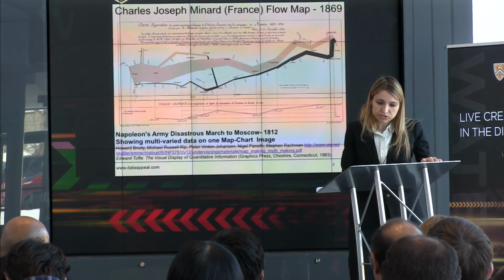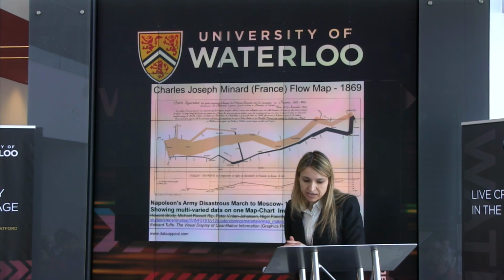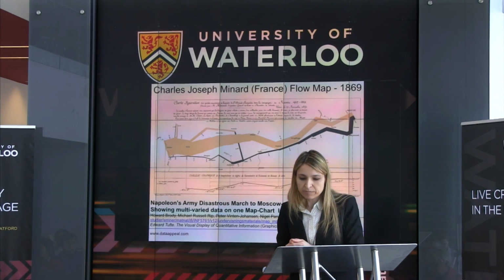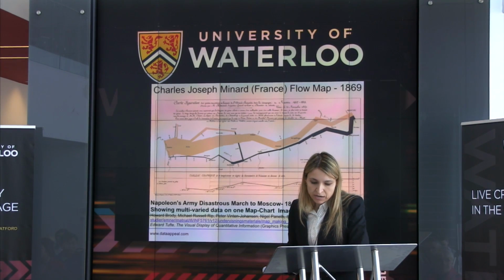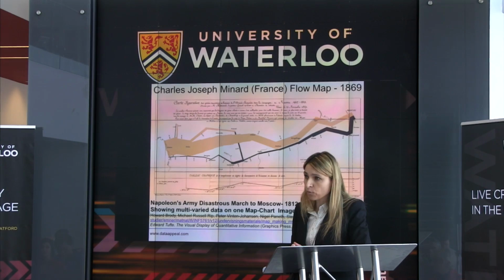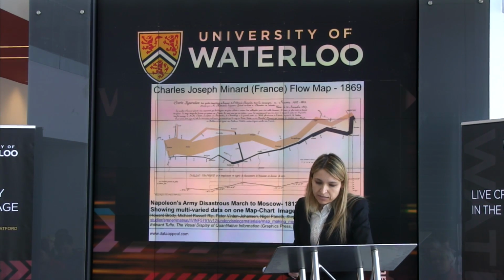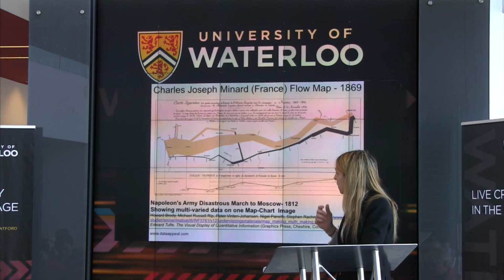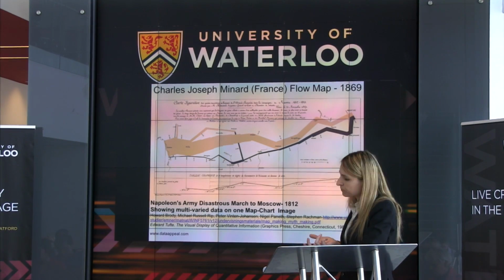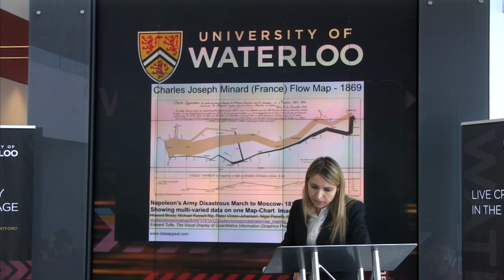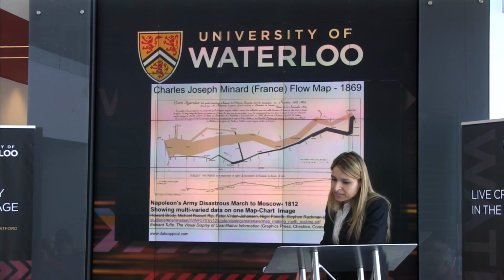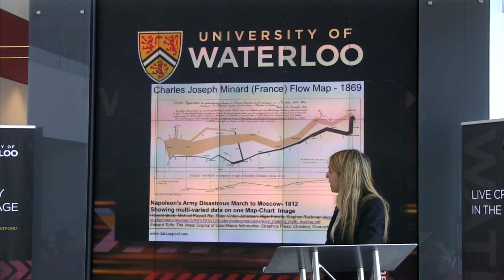Here's another interesting one I wanted to show. It's by Edward Tufte, who I'll speak about as well. He considered this one of the best data visualizations. This is known as one of the first flow maps, by Charles Joseph Minard. It depicts a lot of information in one image, and it speaks about Napoleon's army's march to Moscow in 1812, the disastrous fleet to get there.